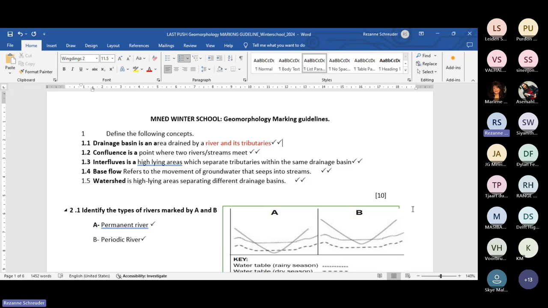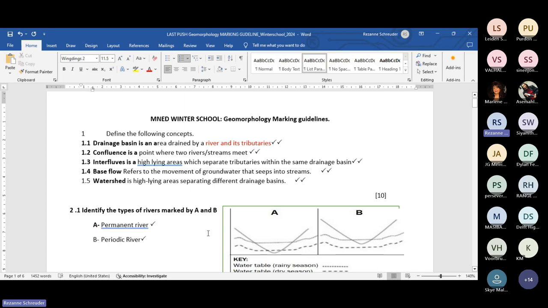An interfluve is the high-lying area that separates the tributaries within the same drainage basin. The difference between the watershed and the interfluve is that the watershed separates the different drainage basins, but the interfluve is within that watershed, so to speak. The interfluve will then separate the tributaries, all those small rivers joining the mainstream. Base flow, I referred to yesterday, is the movement of the groundwater that then seeps into the streams.